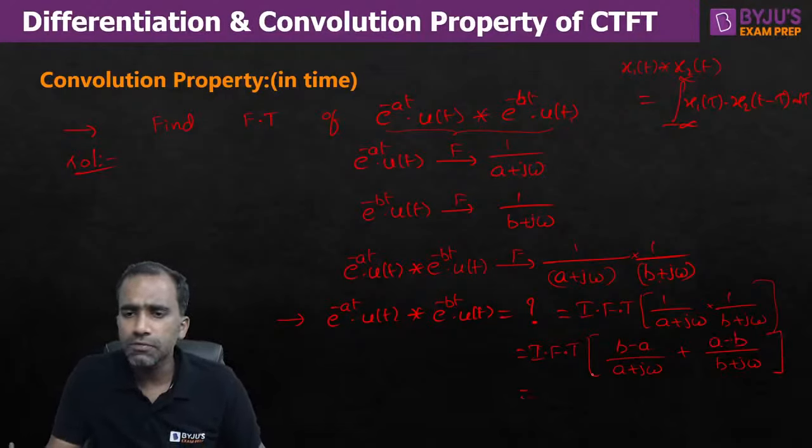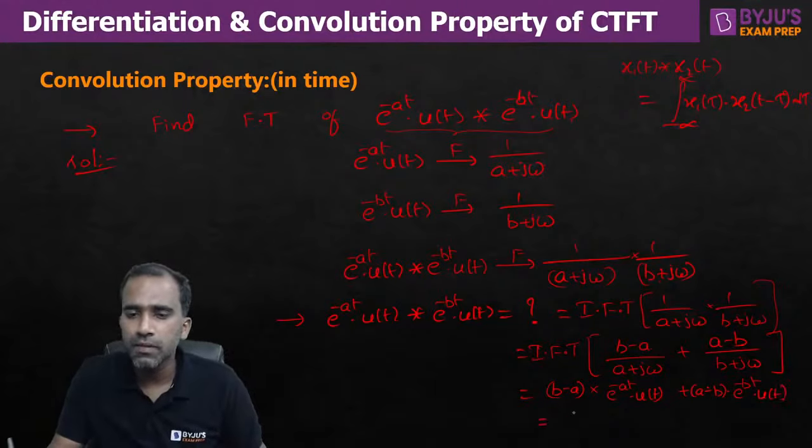Now let's calculate the inverse Fourier transform. b minus a is just a constant. So b minus a into the inverse Fourier transform of 1 by (a plus j omega), which is e power minus at into u of t, plus a minus b into the inverse Fourier transform of 1 by (b plus j omega), which is e power minus bt into u of t. See this one? It becomes very easy.